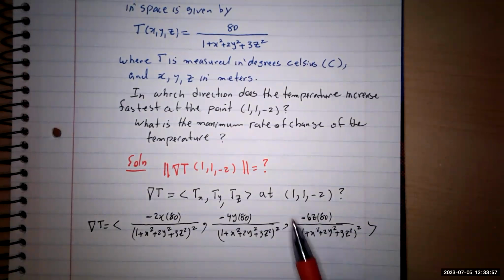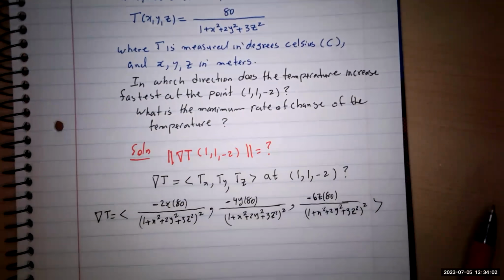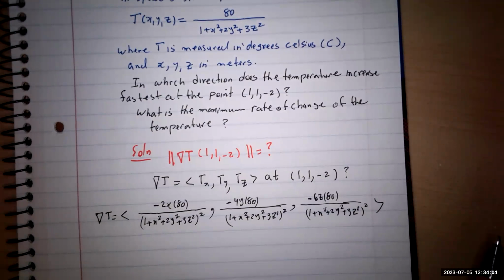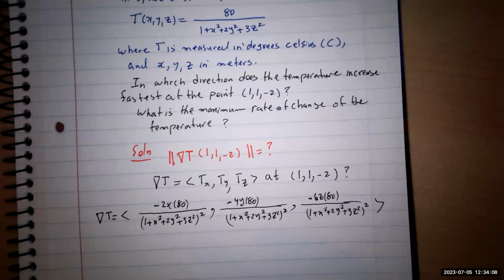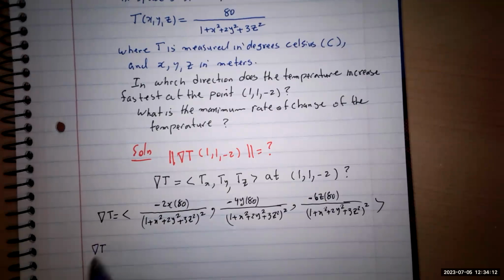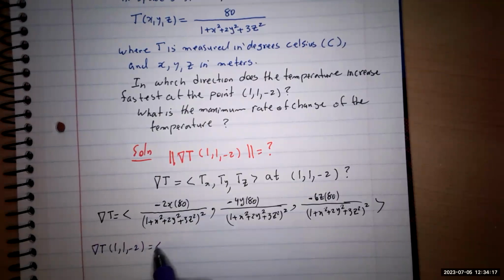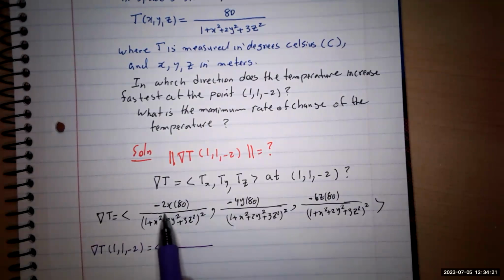Now you want it at this point. So substitute x equal to 1, y equal to 1, and z equal to -2 to get these numbers, because the bottom is going to be all the same. So you want to find the gradient at (1, 1, -2). If you substitute, this is it.